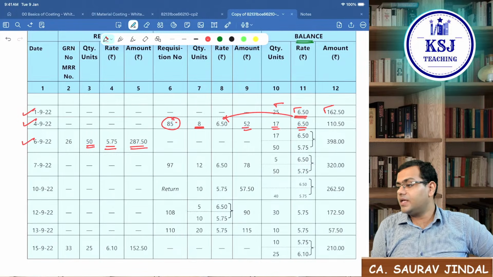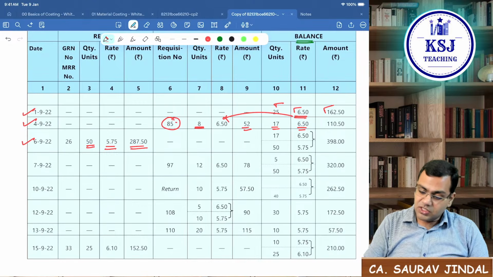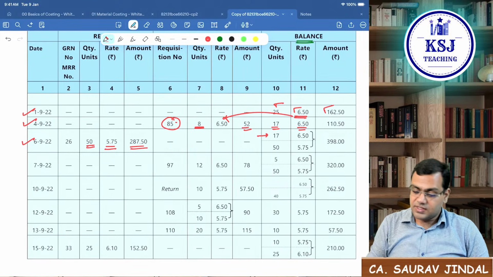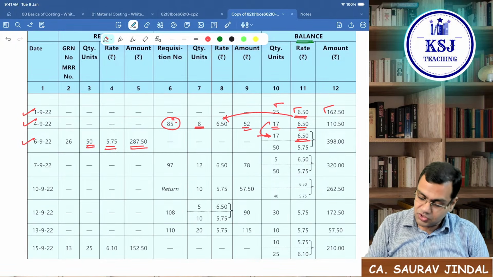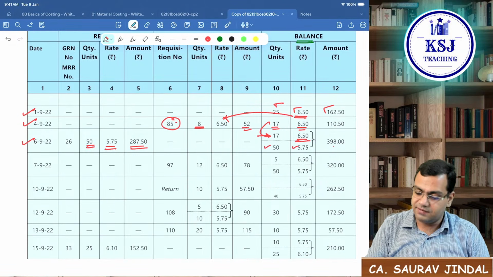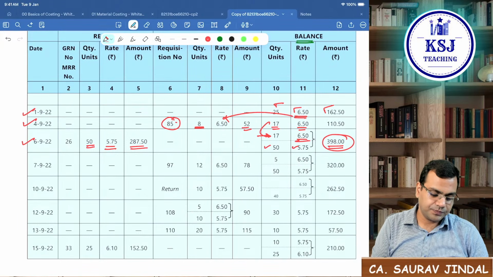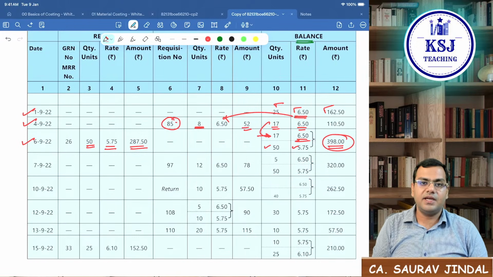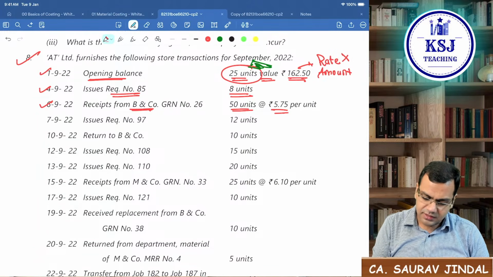Now when you are doing by FIFO and LIFO method, you have to show the stock separately. First, you will write the old stock, the received first, 17 units. The old one we are having at 6.5. Another stock we are having is 50 into 5.75. Total value of the stock is 398. Is that clear? Total value of the stock that we are having is 398. So this was a simple transaction.